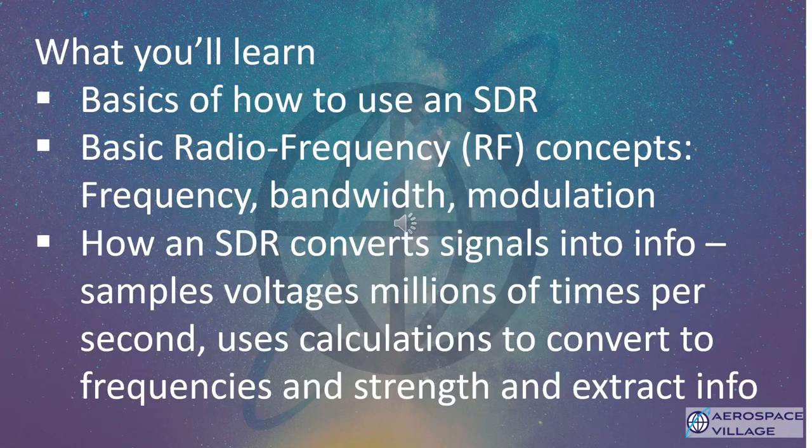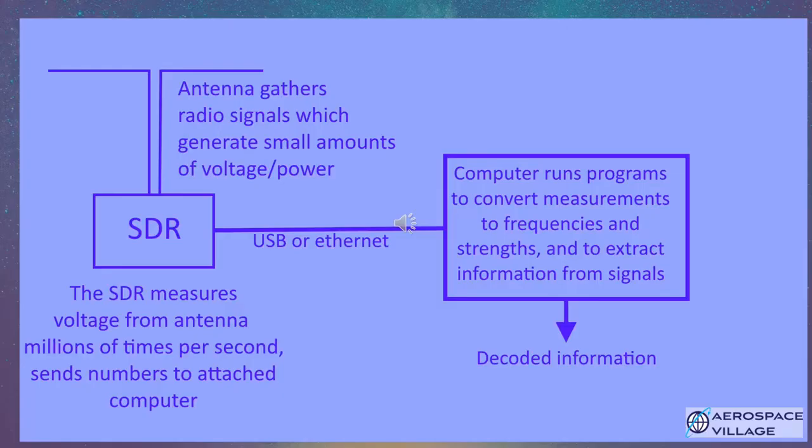What you'll learn: the basics of how to use an SDR, basic radio frequency concepts including frequency, bandwidth, and modulation, and how an SDR converts millions of samples per second into binary data. Software-defined radios are connected to antennas that collect raw analog RF information and then decode it into binary data that your computer can use.